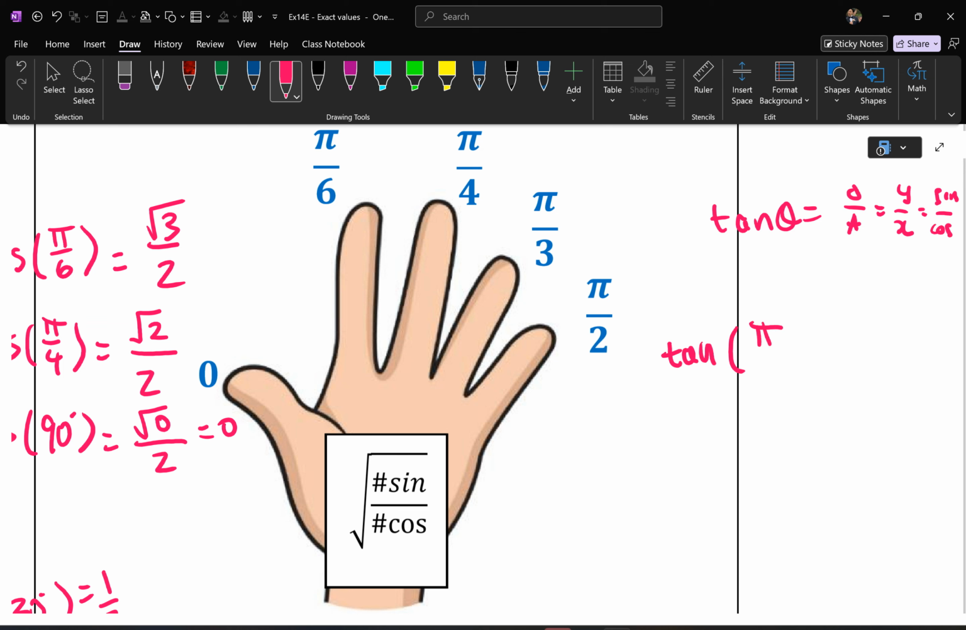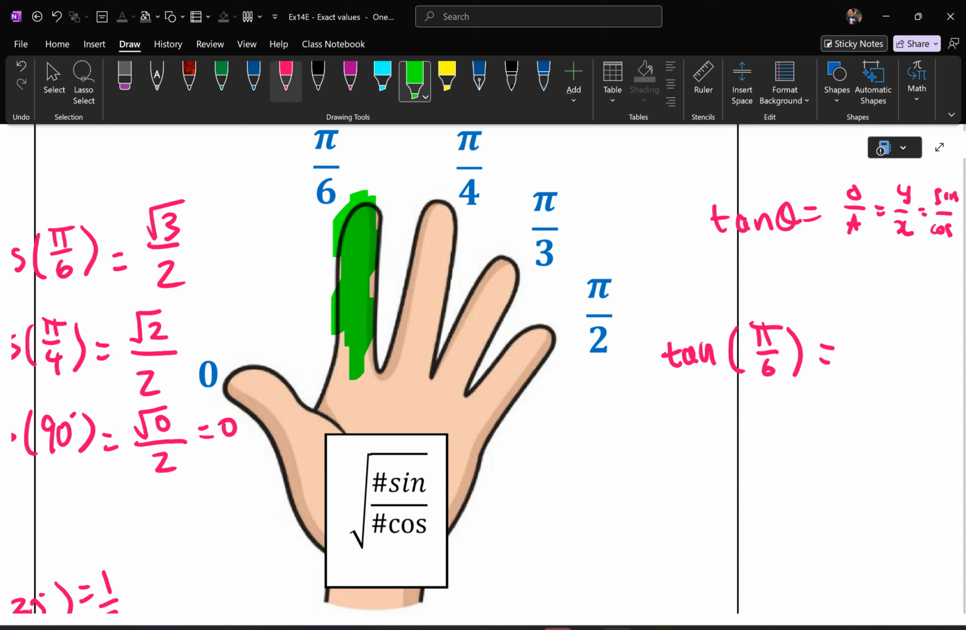Tan of pi on 6. Let's do that again. Which one's my pi on 6 finger? Index. Drop the index down. So now you've got a sine side and a cosine side. So the formula says count the number of fingers for sine, divide it by the number of fingers for cos, and then square root the answer.